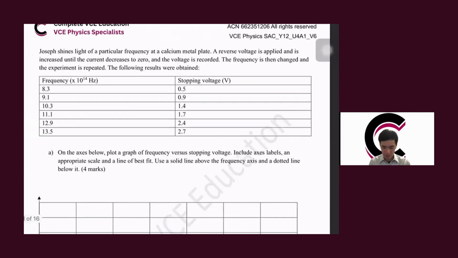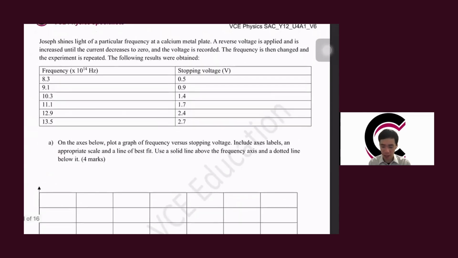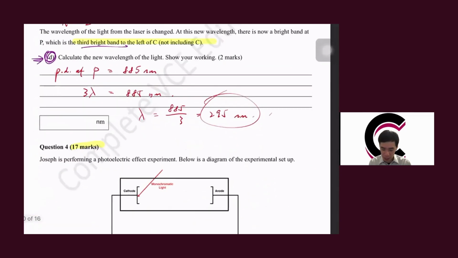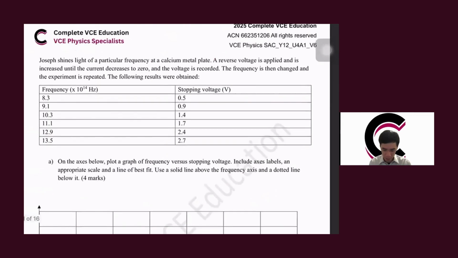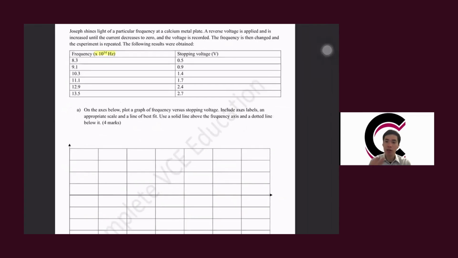Okay, the question is asking you to plot a frequency against stopping voltage graph. Okay, so please take a look at this one, times 10 to the power 14. So all the values you're going to use, you should adjust to the corresponding value of 10 to the power 14. But look, if you just plot 10 times 10 to the power 14 every single time, that's going to be a waste of your time.